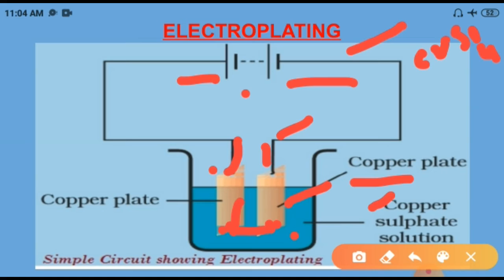So this is showing the chemical electroplating. Electroplating is nothing but depositing a layer of any desired metal or other material by means of electricity. So this is known as electroplating. I hope you all have understood about this activity.